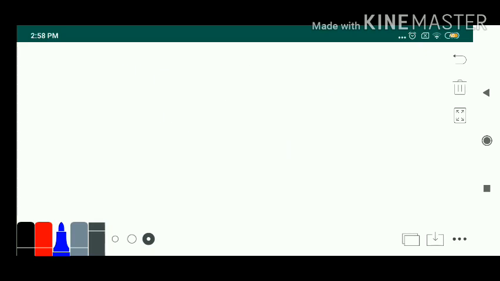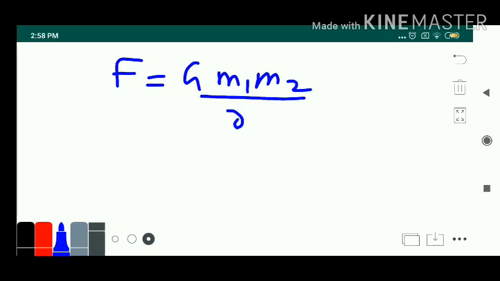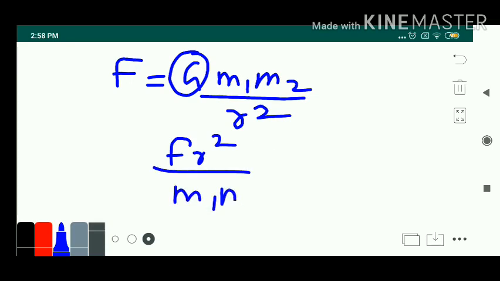So we'll start again. What is the force equation, guys? It is G m1 m2 by r squared. This has been taught to you guys during your 9th. So what is G's value in terms here? That is F r squared divided by m1 m2, right? That is your G.